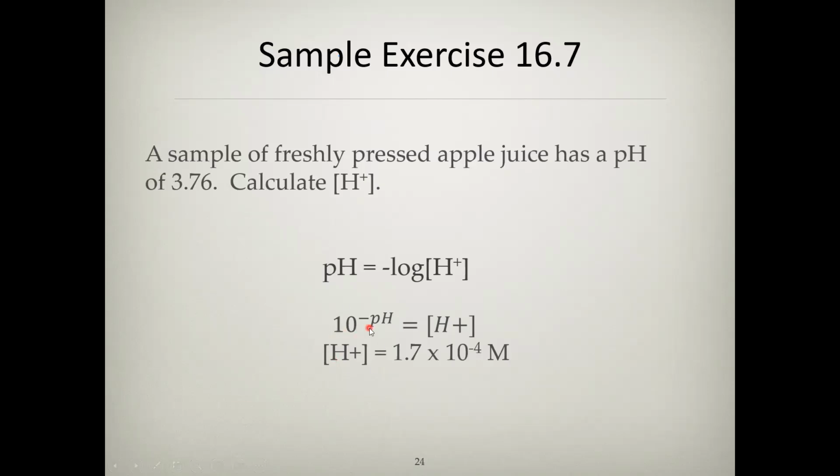So if we do 10 to the negative pH, we'll see that's going to be equal to the hydrogen ion concentration. So in this case, 10 to the negative 3.76 is going to give us our hydrogen ion concentration. And then for this one, since we've got 2 digits after the decimal, that's why I have 2 significant figures in this concentration. So just remember with the pH in terms of sig figs, we're just focused on after the decimal.